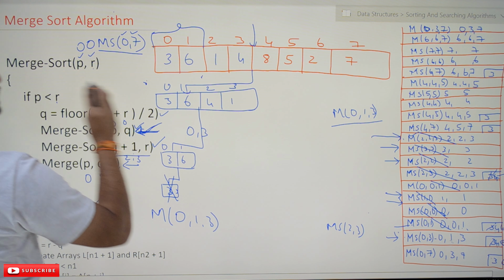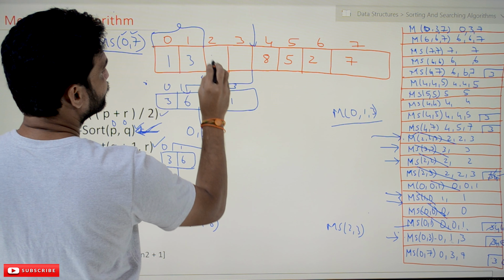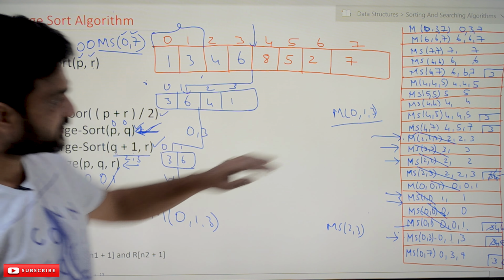So how is that done? 1 4 3 6, right? 1 3 4 6 is the new arrangement. Okay, so after that this line will get completed.